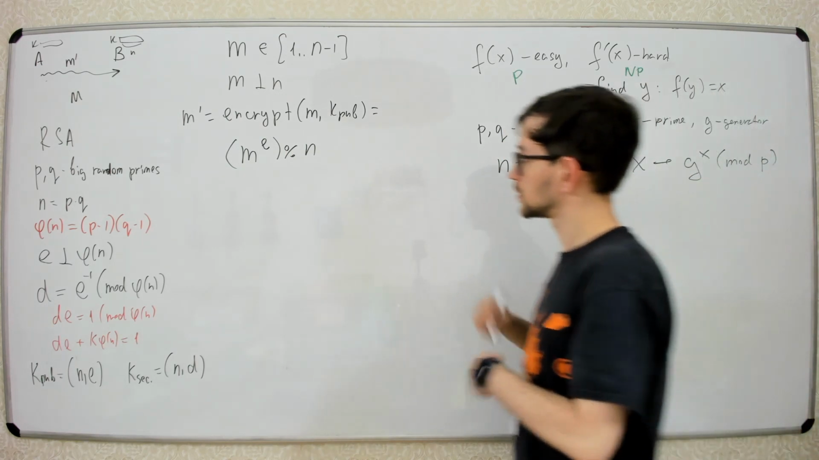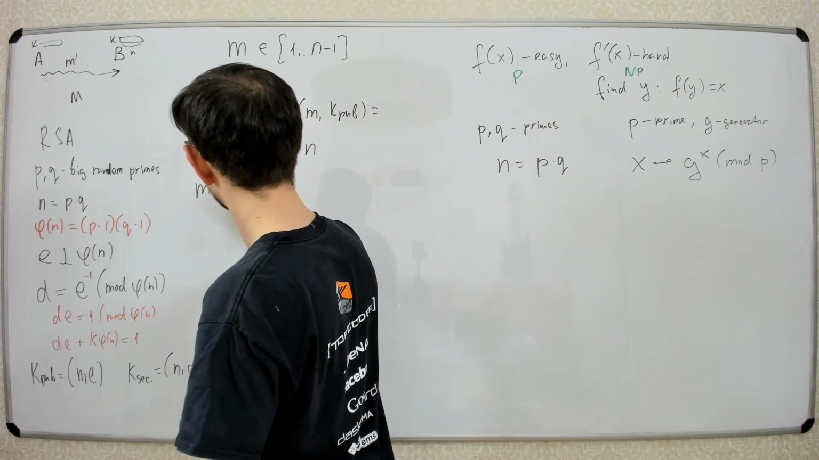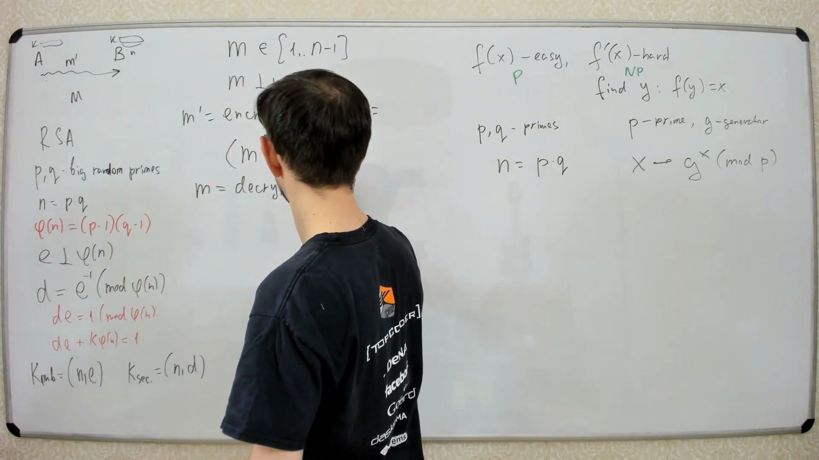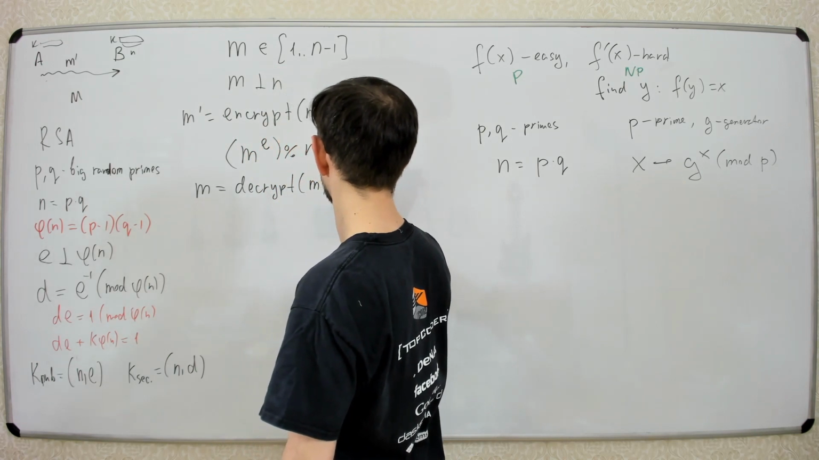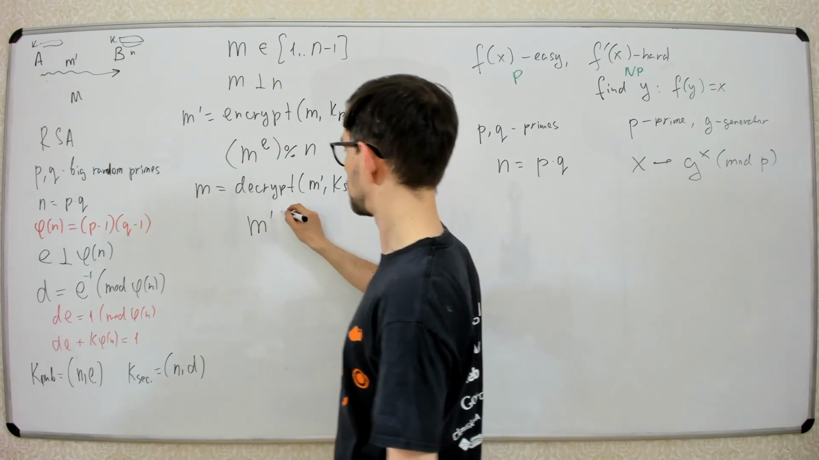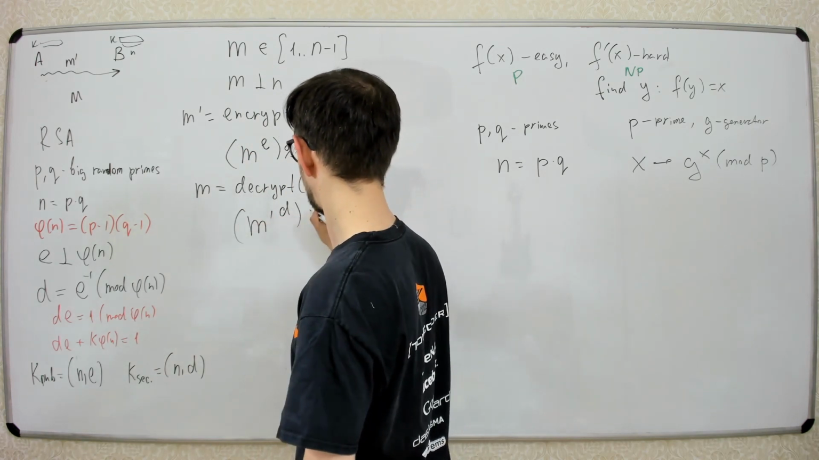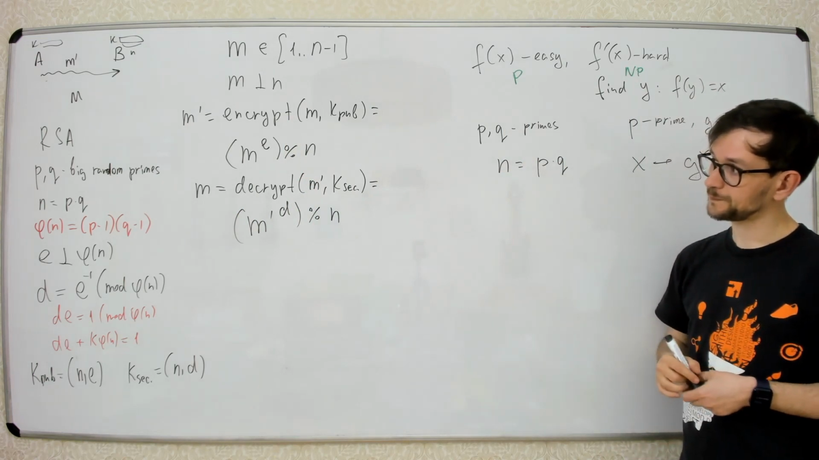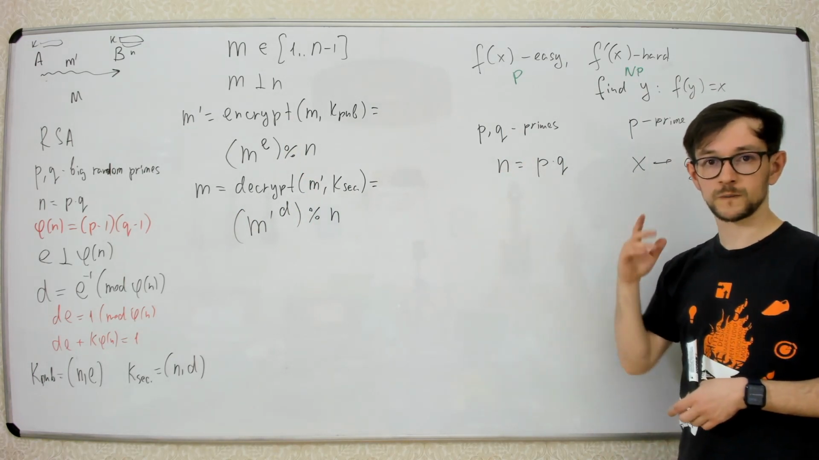How to decrypt the number? To decrypt, we will just take this encrypted message, put it in power d modulo n, and it will be the message. That's all. It's a whole protocol.